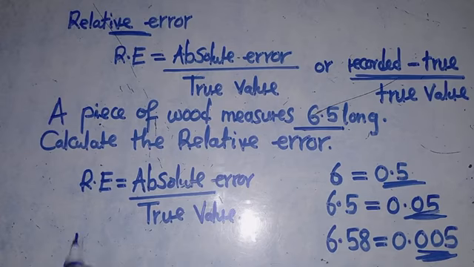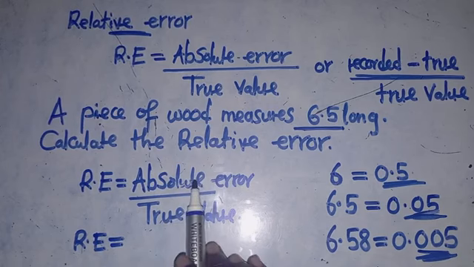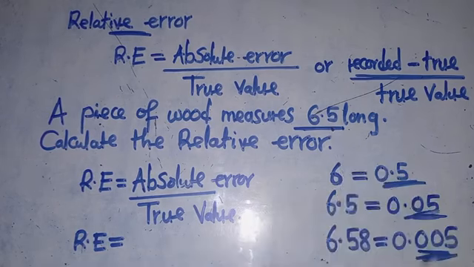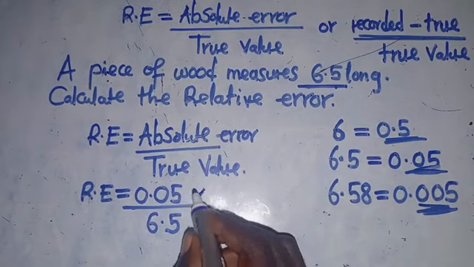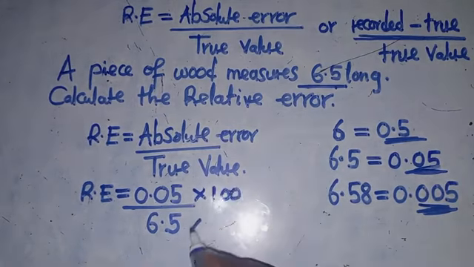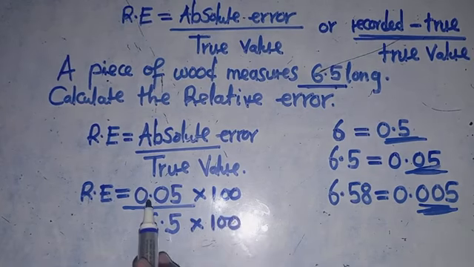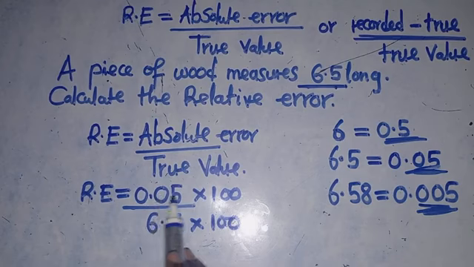So looking at our question, relative error is equal to absolute error over true value. What is our absolute error? One decimal place, so meaning this is 0.05. What is our true value? The true value is 6.5. Then we work this out. How do we work this out? We multiply both sides by 100, so that we remove the decimal places.